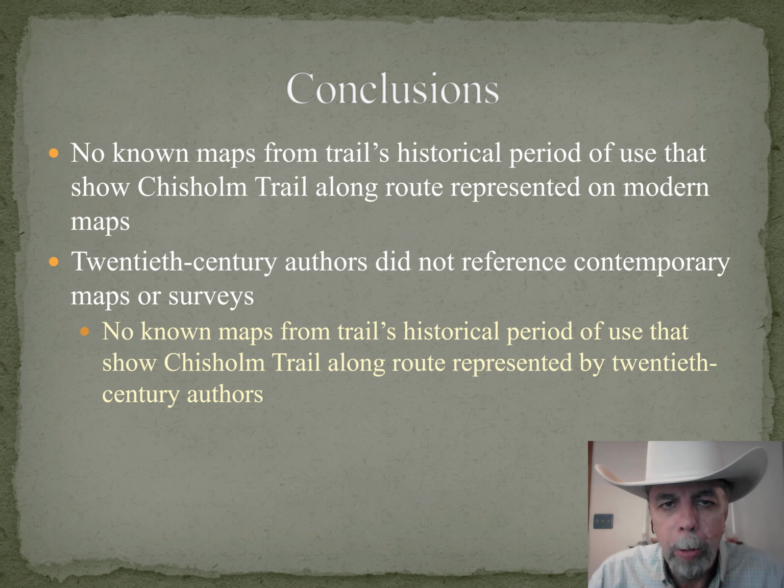And remember those secondary sources that we discussed earlier in the presentation? There are no maps from the trail's historic period of use that shows the Chisholm Trail along the route past Red River Station that is typically represented by the 20th century authors as the Chisholm Trail. In fact, the historical maps from the trail's historic period of use contradict this story.